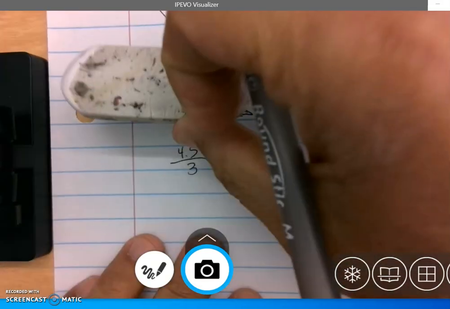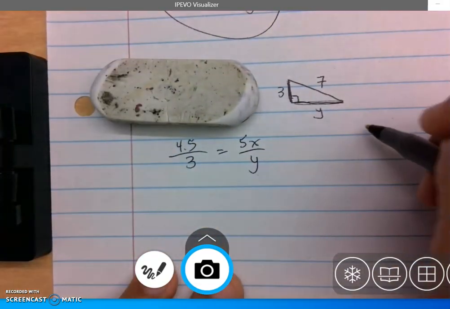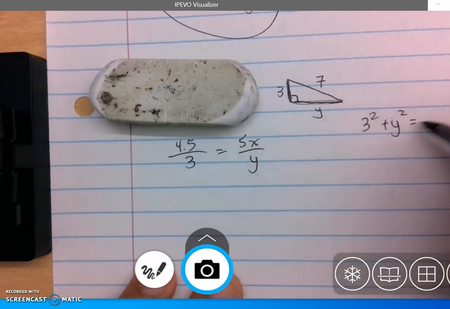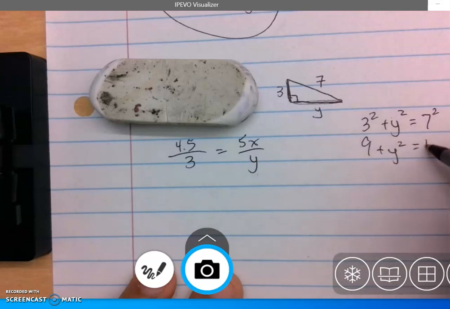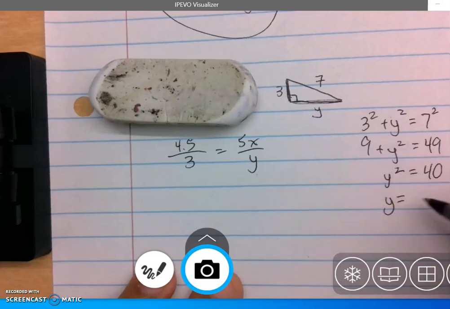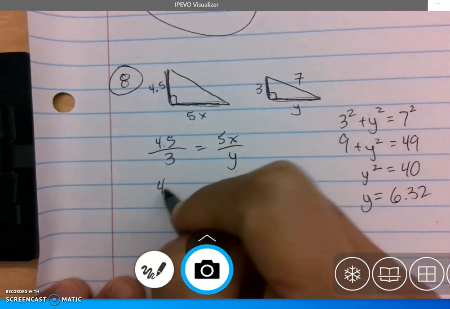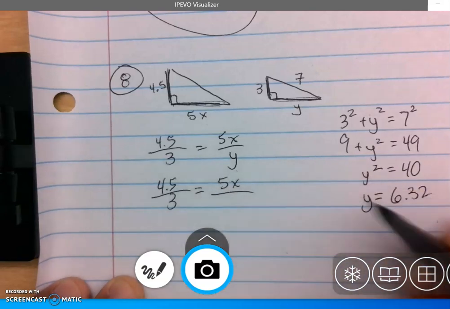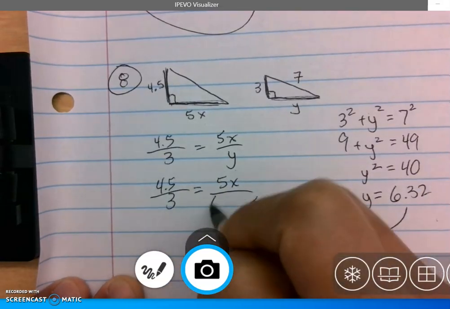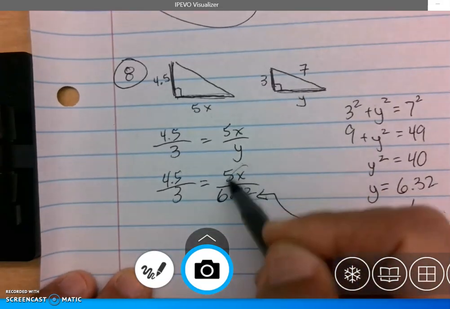We are going to flat out ignore this triangle here on the left and just look at the fact that this is a right triangle. We can go a squared plus b squared is equal to c squared. We're just going to flat out solve for y. And once we know what y is, we would use that number to help solve for x. So y is the square root of 40, which is about 6.32. So in this original problem, 4.5 up and down to 3 up and down, 5x, and then instead of y we're going to put in the y value, 6.32, and then cross multiply to help solve for x.